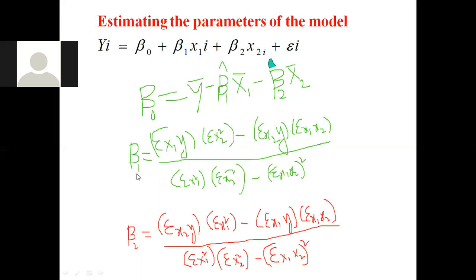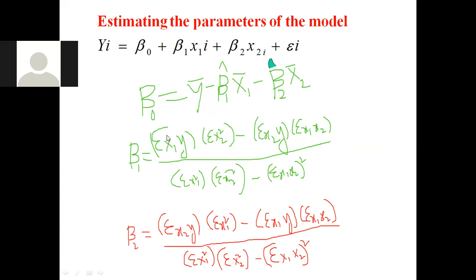How can we find beta 2 also? Same way, instead of 1 we put 2. That is, beta 2 is equal to summation x2 y into summation x1 square minus summation x1 y into summation x1 x2, divided by summation x1 square into summation x2 square minus summation x1 x2 whole square. Whatever I put here, x1 and x2, are the small x. How do we get the small x? It is nothing but capital X minus capital X bar. To get small x1, the formula is capital X1 minus x1 bar. That is how we get small x.